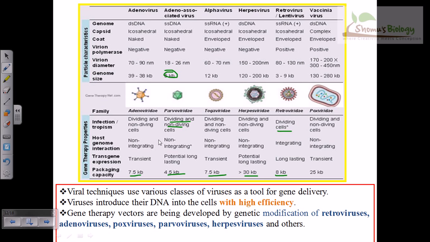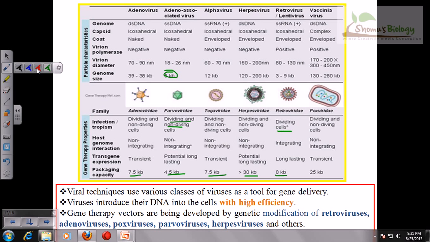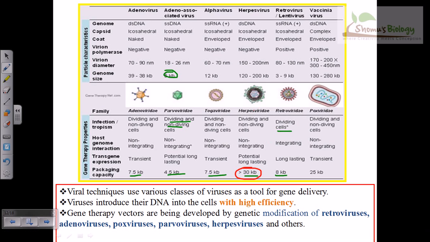Suppose our gene of interest is pretty big, like 28 kb. So in those cases we must take this herpes virus as our viral vehicle for our delivery. So depending upon these many different things we can take up these different viral vectors, so it's our choice completely. Okay, so viral techniques use various classes of viruses as tools to deliver. We have seen it here in this picture, beautifully illustrated.